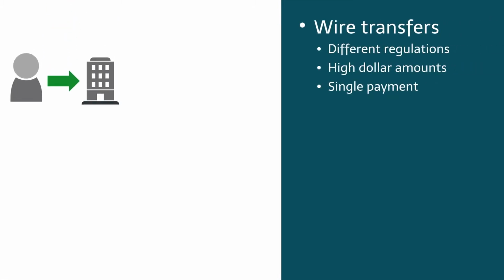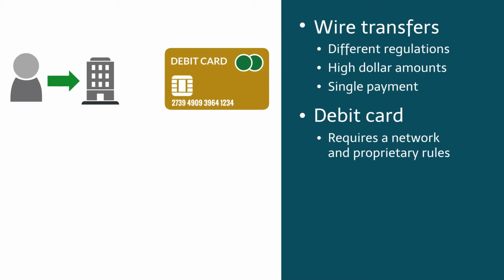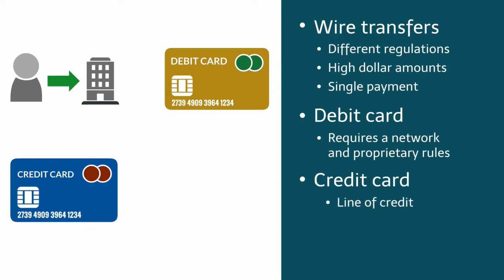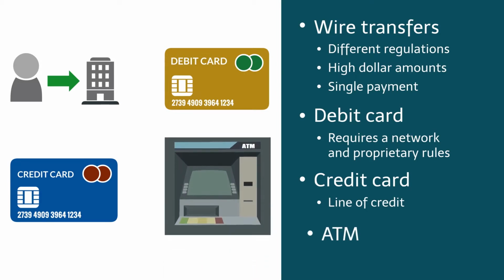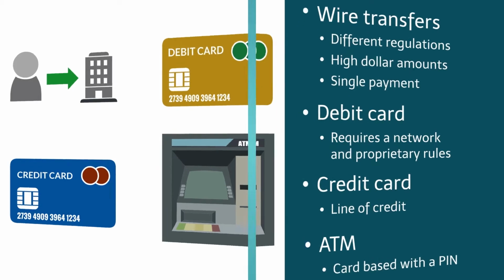Wires follow different regulations and guarantee funds same day, usually consist of high dollar amounts, and are single payments. Some other payment methods that are not ACH are debit cards, simply because we can use them offline and it requires a network and proprietary rules. Credit cards, because they're a line of credit, and ATMs because they're card-based with a PIN and are usually online.